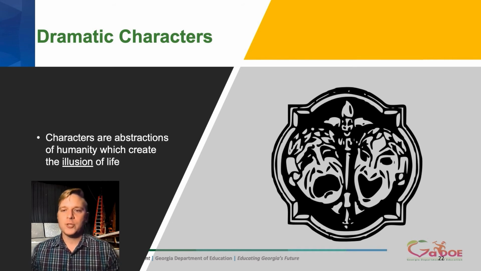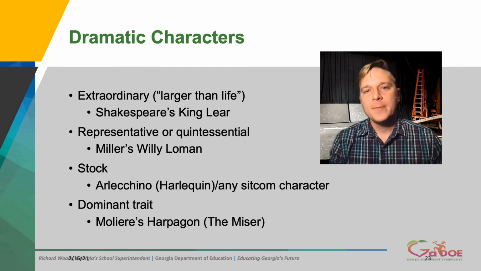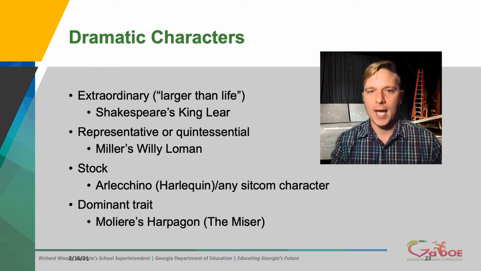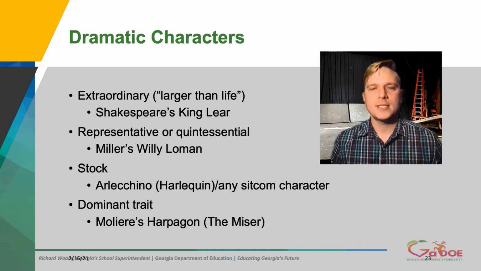In addition to the traditional protagonist and antagonist, several types of dramatic characters are found in different genres of theater. This is a list of common dramatic characters. Extraordinary characters. These characters are larger than life. They're typified by gods and kings that exist beyond the realm of day-to-day life for common man. These examples might include Shakespeare's King Lear or Euripides' Dionysus. These characters exist in classical tragedy.